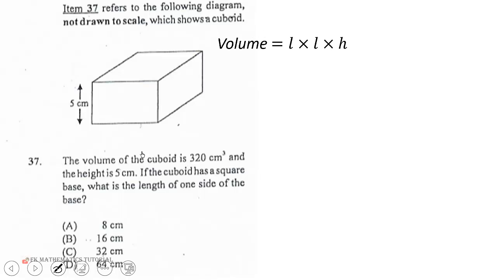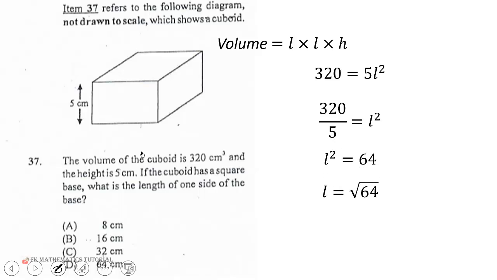So volume is given by length times length times height. We're told that the volume is 320. So 5 times L squared, because the height is 5 centimeters. Divide through by 5 to get L squared equals 64. Therefore, the square root of 64 is 8 centimeters.